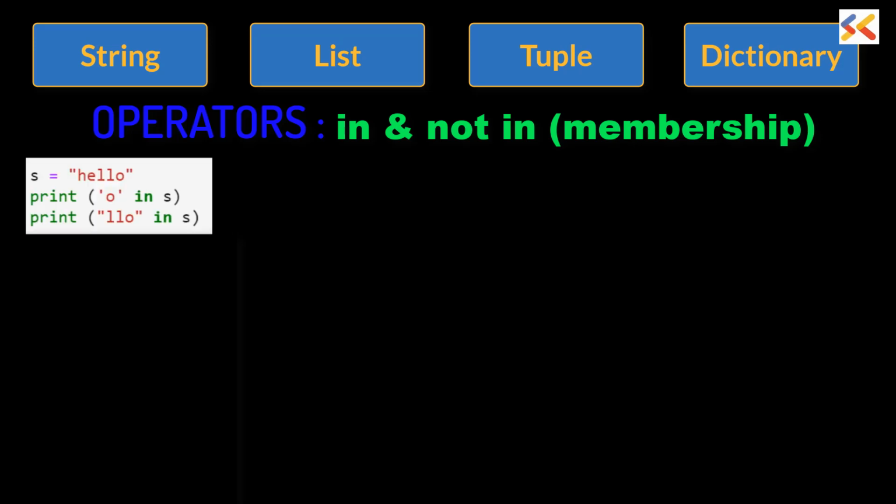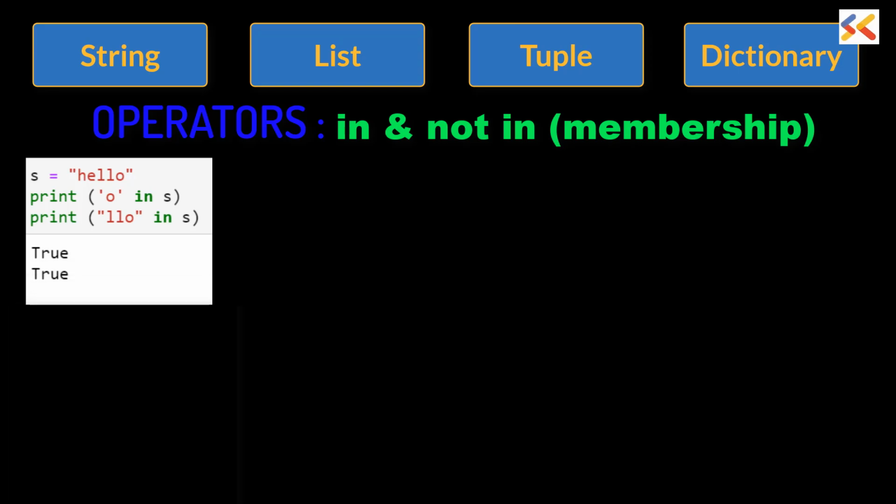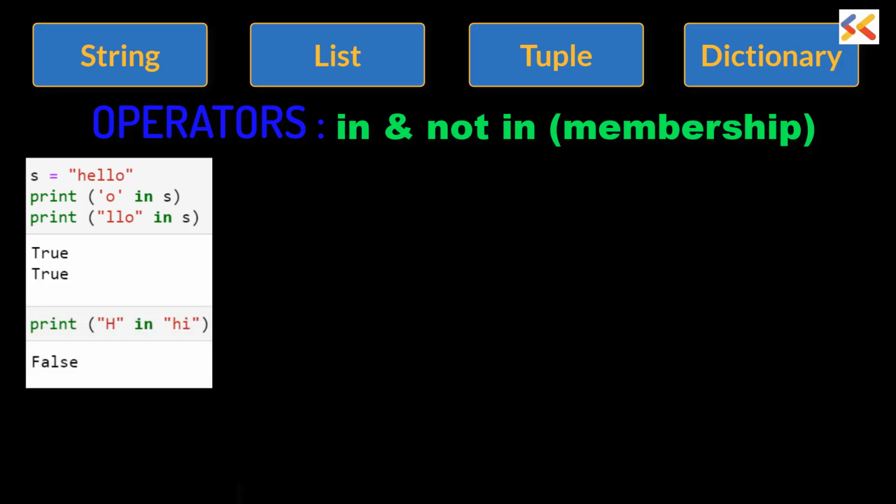If we take a string, you can check if a character or substring is present in it or not. Do note, it does a case-sensitive search and it will return true only if exact match is found. If we change case, it will give false.